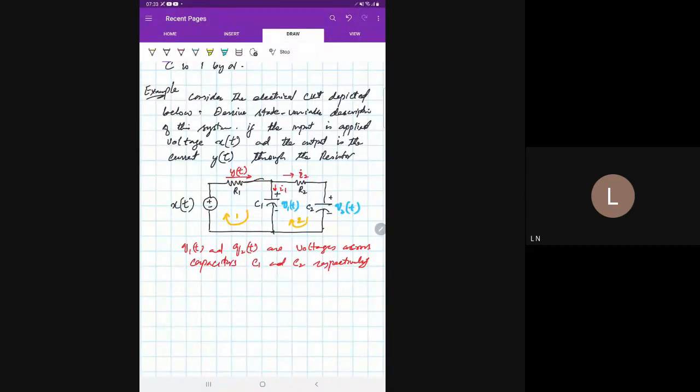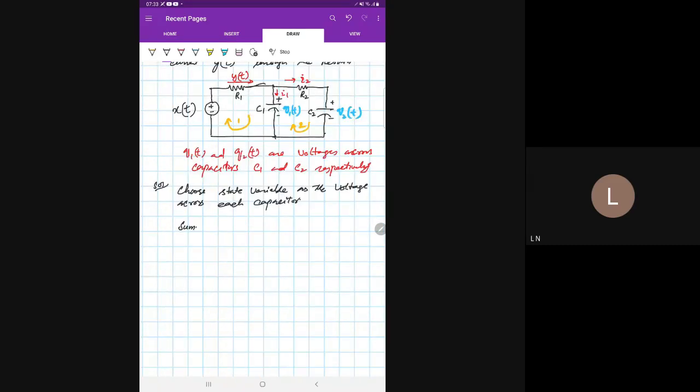So how will we solve that? We'll first identify state variables. Since Q1 and Q2 are the intermediate quantities here, we'll take these two as state variables. So choose state variables as the voltage across each capacitor. Across each capacitor, Q1 and Q2 are the voltages, so we'll take them as state variables.